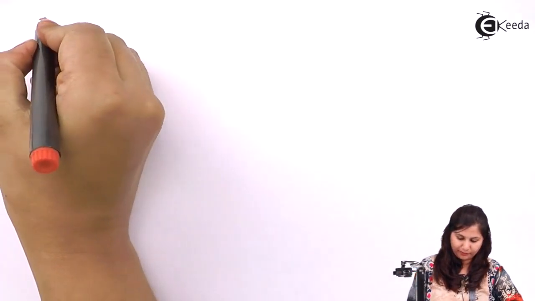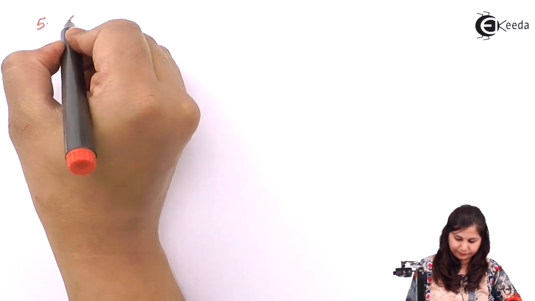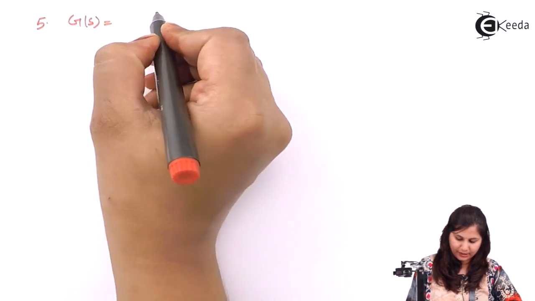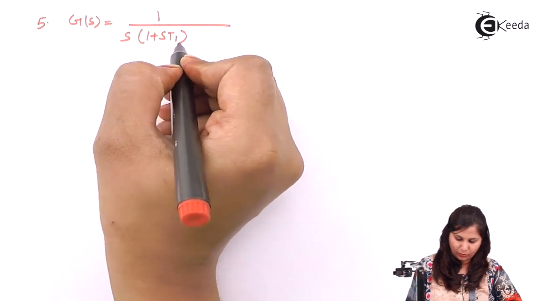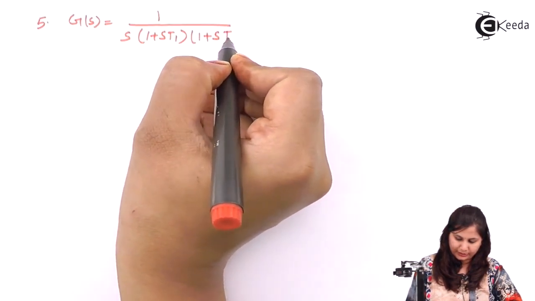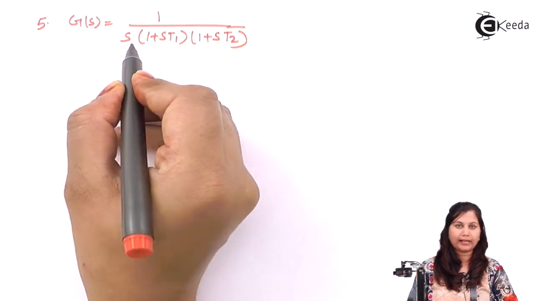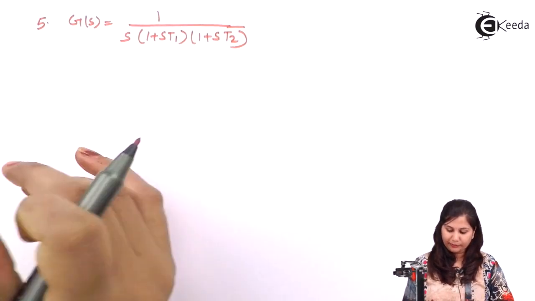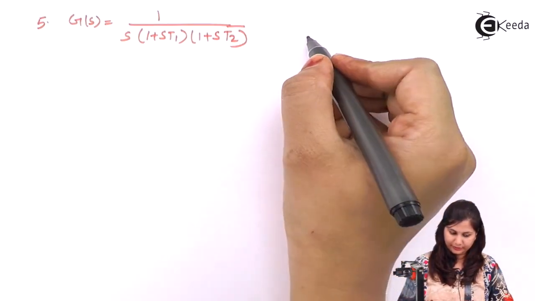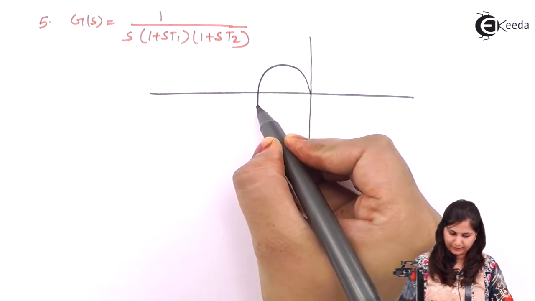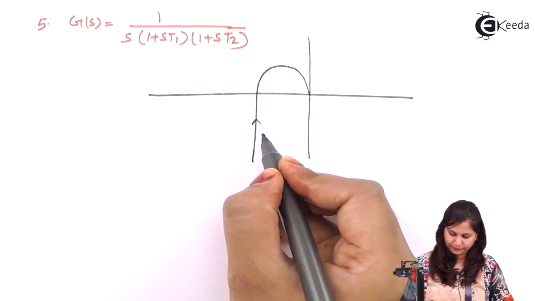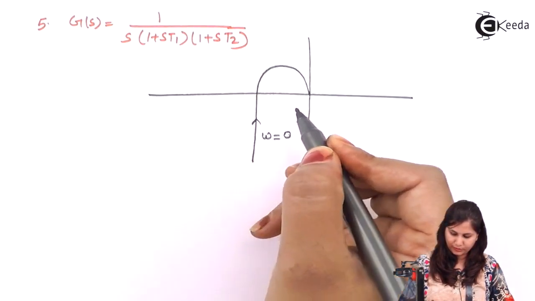The fifth transfer function is of the form Gs equals to 1 upon s, 1 plus st1, 1 plus st2. That is, if we have a pole at the origin, then what will be the polar plot? The polar plot will be like this. This is omega equals to 0.